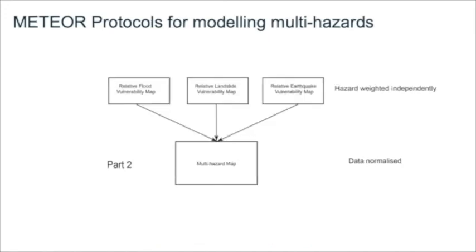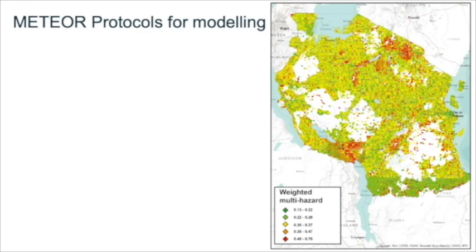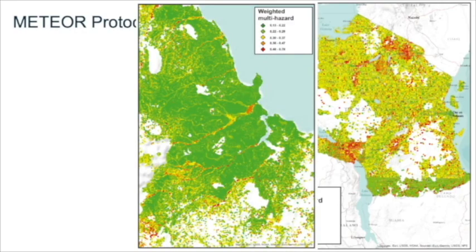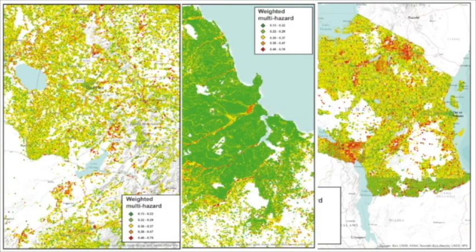Once the individual hazard vulnerability maps for each hazard have been produced, they can be weighted independently, combined and normalized to create a national scale multi-hazard map like this weighted multi-hazard map of Tanzania. These first results from the Meteor multi-hazard model highlight the differences between Dar es Salaam and Dodoma, the reasons for which need to be investigated further.